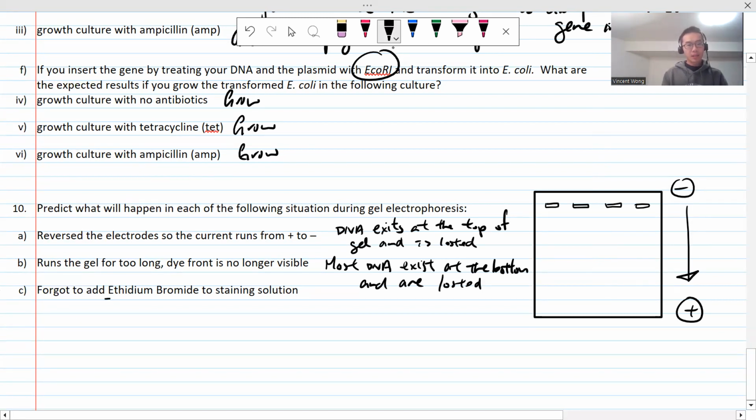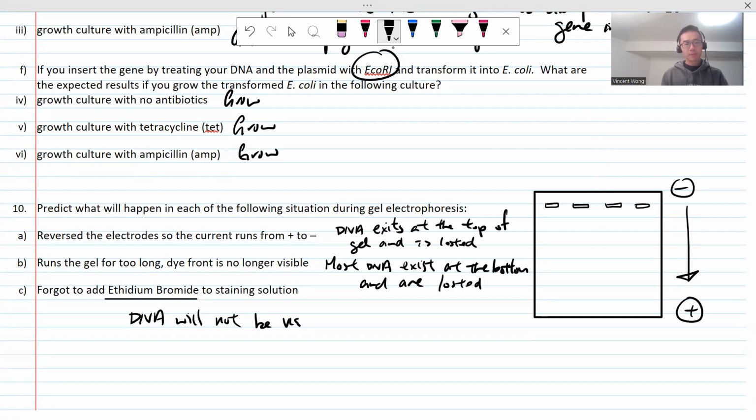If you forgot to add ethidium bromide to the staining solution, what happens is DNA will not be visible under UV. You will not see anything. The ethidium bromide is supposed to bind to the DNA and fluoresce, give off a glow, when you shine UV light at it. If you forgot, then you can't see your DNA. You will think your DNA sample is lost or something. So there are many things that could go wrong.